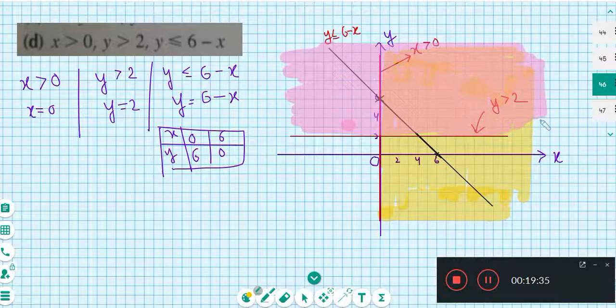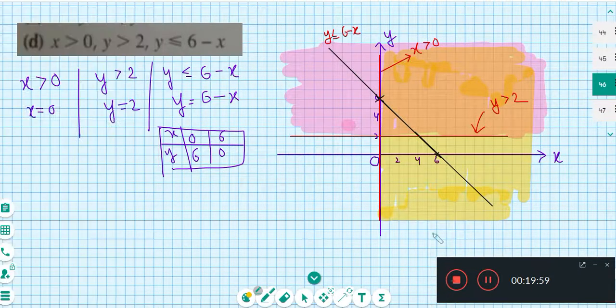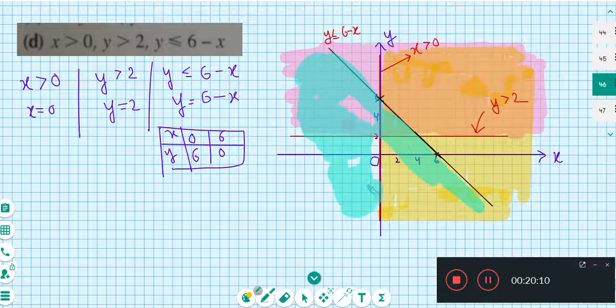Alright. Now putting this point in the inequalities, this is x and this is y. In the first inequality you can see that x is 1, and 1 is greater than 0, which is true. So the first inequality is satisfied. Second one, it says y is greater than 2. So y is 3, greater than 2. Again, this inequality is true. So this point satisfies this inequality.